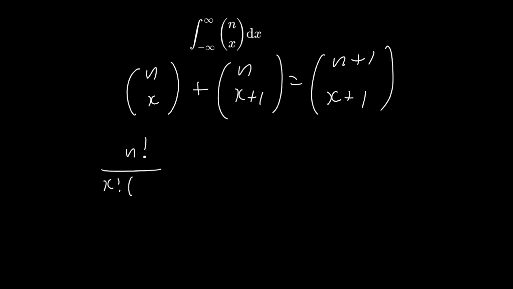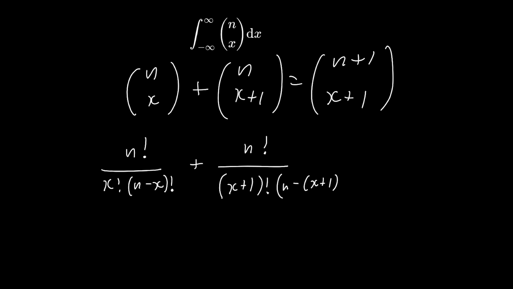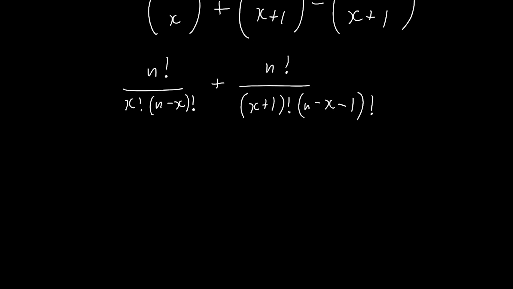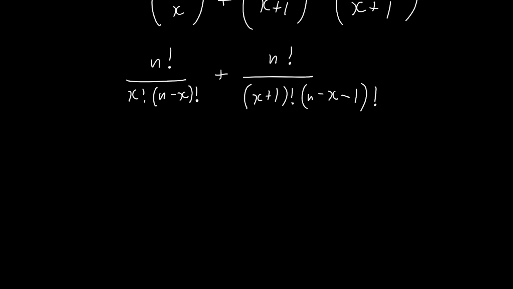Also, this identity applies with the gamma definition for binomial as well. So we have n factorial over x plus 1 factorial times n minus x plus 1 factorial, and then I'll just say that's x minus 1 factorial. Okay, so we want to put this in a common denominator.